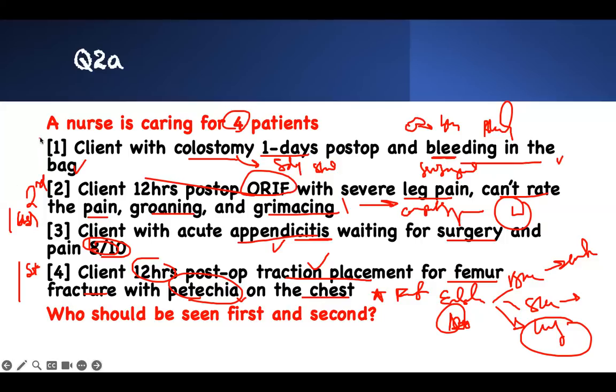Then number three will be this before number four. So number one is fat embolism. Two is compartment syndrome before the little bleeding that we're seeing there. So who do you see first? Number four, followed by number two. So that's the first question.